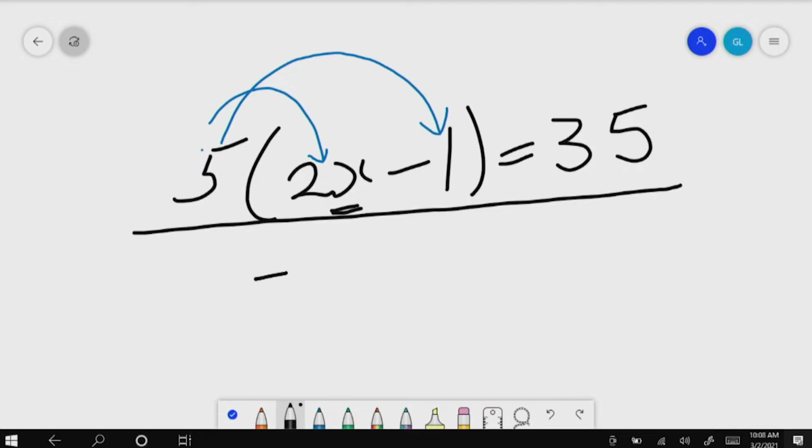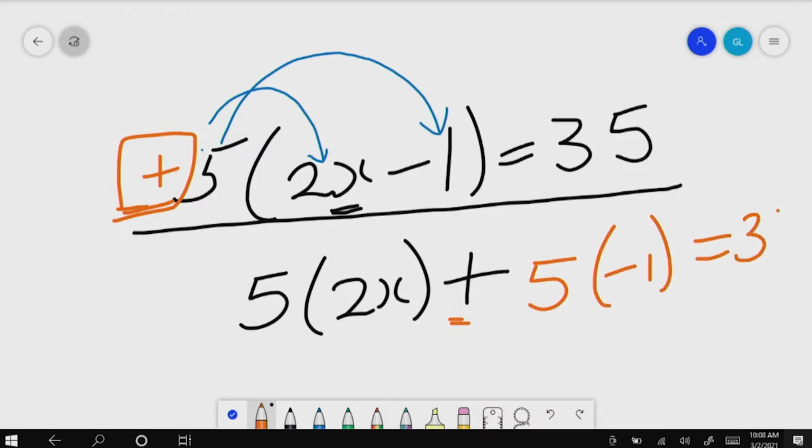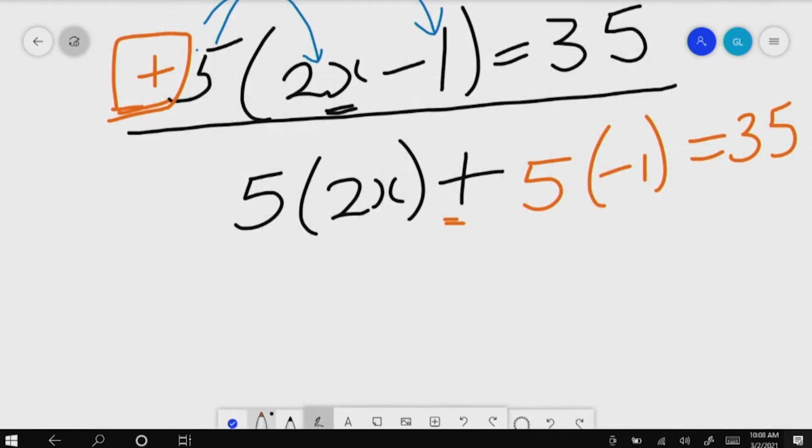So this would have given us 5 of this value plus, and why do we get plus? We get plus because the value of this 5 here is positive. So that's how we get this plus sign. Plus 5 of minus 1 should equal 35. That's our first step in solving this equation. So we need to simplify first before we solve.